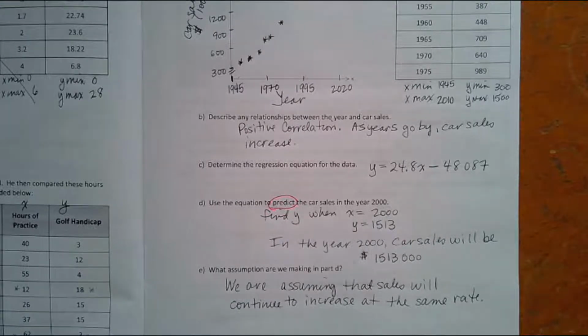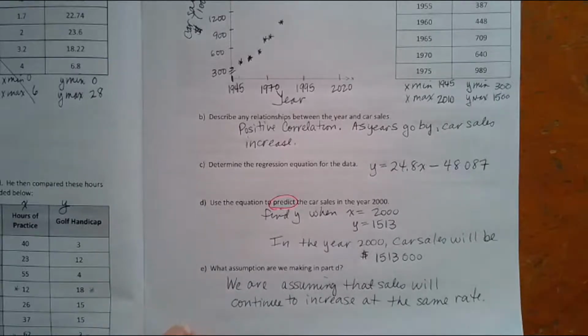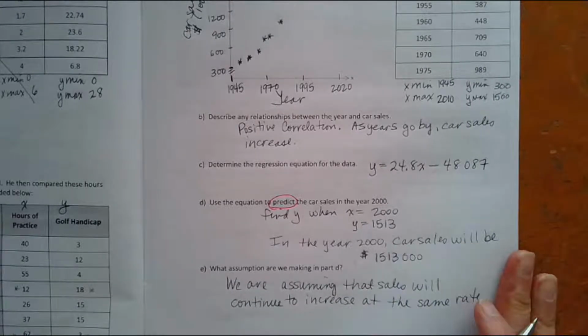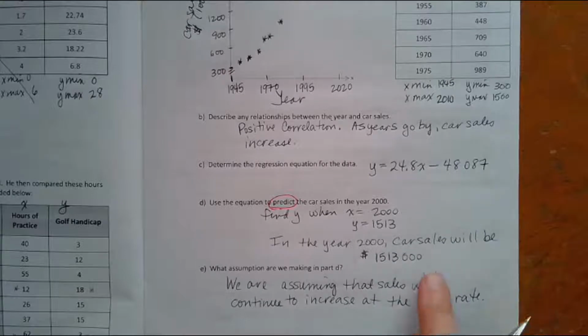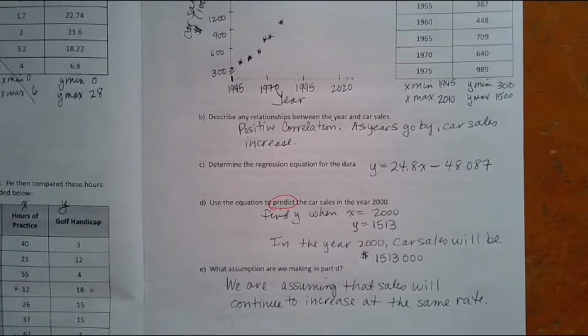This was just a prediction based on the year 2000. That already was quite a long time ago. So a prediction is just that. We can't say for certain what will happen or what did happen, but we're making a prediction based on the data given to us. So based on the data given to us, this is the amount of sales that we would expect.